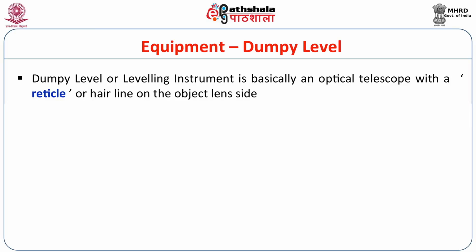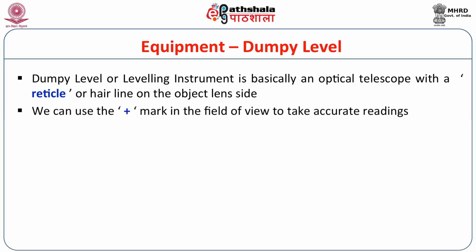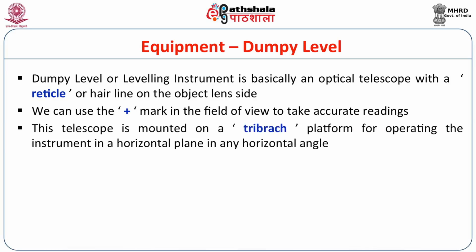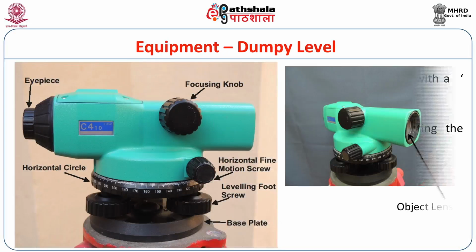So, the dumpy level is also known as leveling instrument, and it is basically an optical telescope with a reticle or hairline on the objective lens side. We can use the plus mark in the field of view to take accurate readings. This telescope is mounted on a tri-brack platform for operating the instrument in a horizontal plane in any horizontal angle.